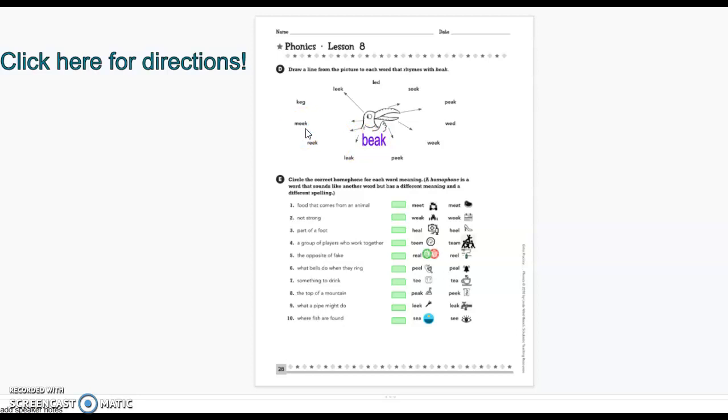Even though it has different spelling, this one has double E, where this one has EA. They still rhyme because they have the same ending sound, because the E and the A and the double E both make the long E sound, and they both end in K. So meek rhymes with beak. So I'm going to click on the arrow, and I want to drag one of these blue dots over to the word meek. Okay, so then now you're going to do the rest.